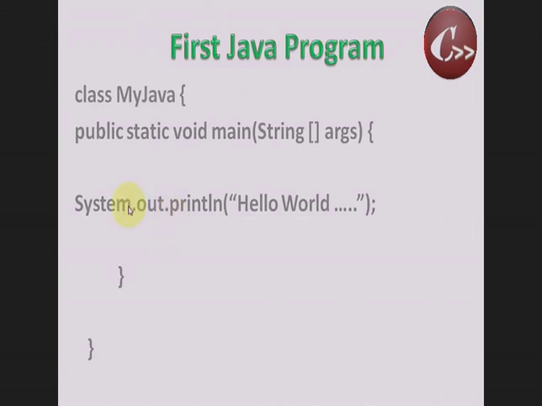And next is System.out.println of hello world. In order to print something, we use the syntax System.out.println. Why do we use this syntax? What is behind this syntax? There is another story behind this. What is it?